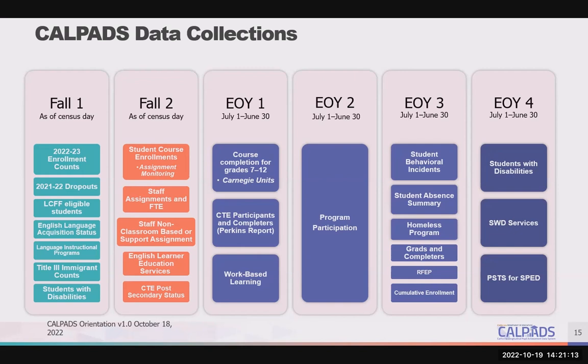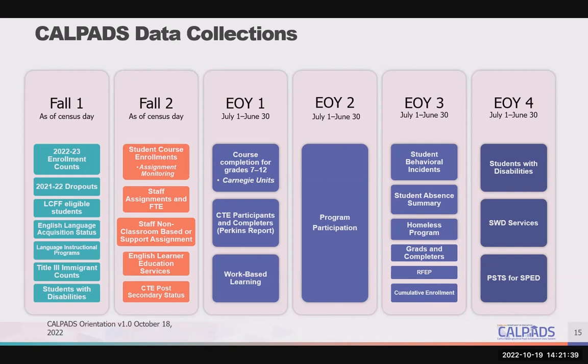The LCFF eligible report counts students in 1 or more programs of free reduced price meal, migrant ed, or homeless. Additionally, students flagged as foster youth, under direct certification, or English learner are also part of the LCFF eligible counts. The report was developed to identify students eligible for supplemental funding under the local control funding formula.